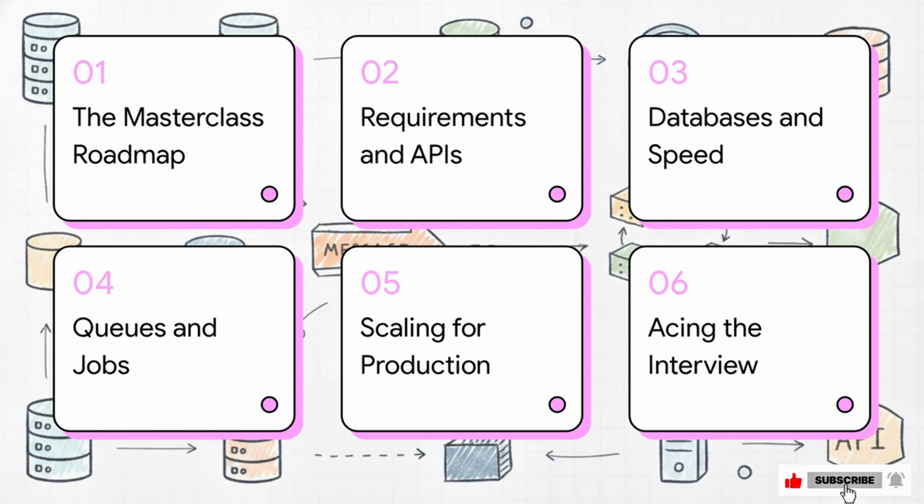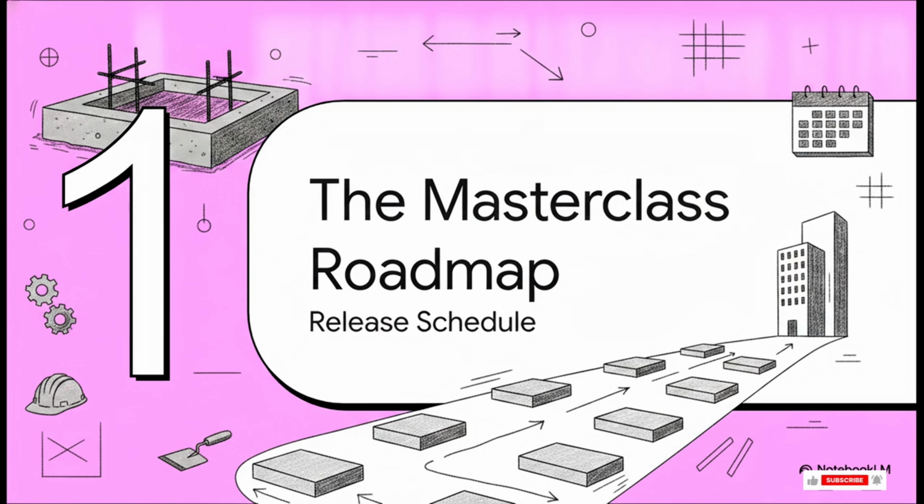So here is the exact game plan we're following today. First, the free masterclass roadmap. Second, requirements and APIs. Third, databases and speed. Then, queues and background jobs. Fifth, scaling for production. And finally, acing the design interview. All right, let's jump straight into part one, the free masterclass roadmap.